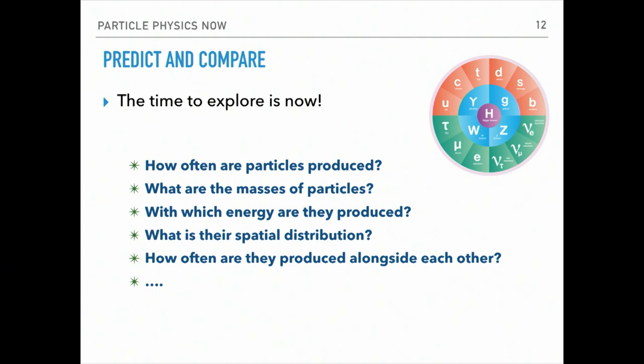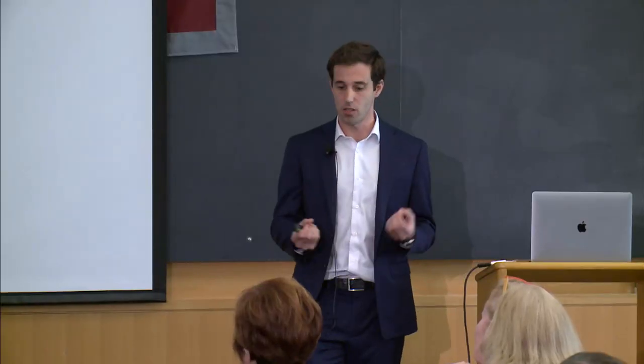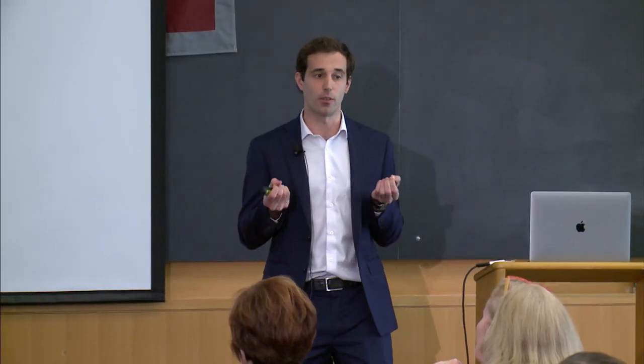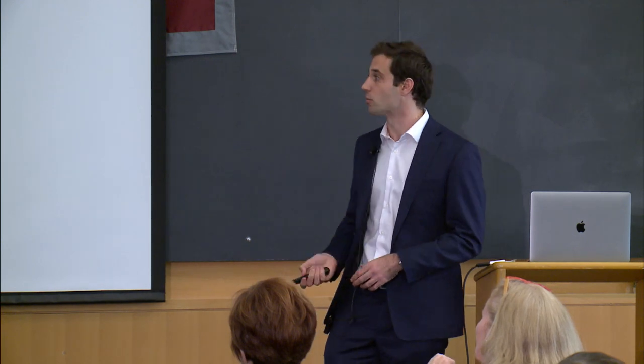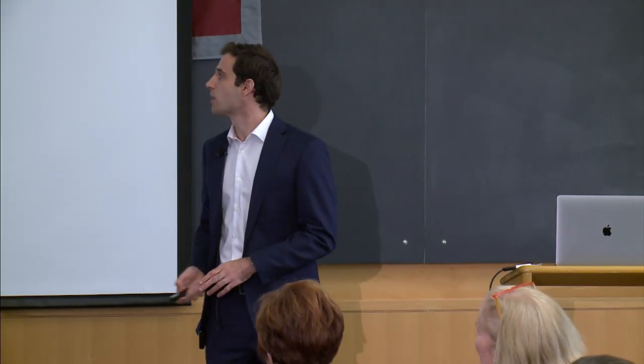I want to illustrate this process by looking into one particular question in detail. And this question is, how many Higgs bosons are produced by the LHC? Now, clearly, this is a very central question. If we want to know something about the Higgs boson, it's good to know how many we're actually making. If we are getting the answer to this question wrong from a theoretical point of view, and we compare that to our experimental observation, we see discrepancies. There's really something fundamental that we don't understand about nature. This would really shake our understanding to some degree. So clearly, we want to answer this question very precisely.